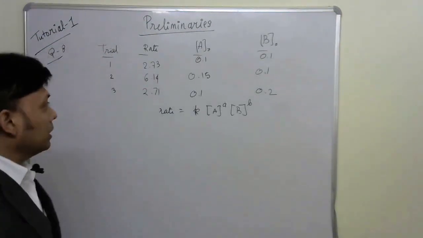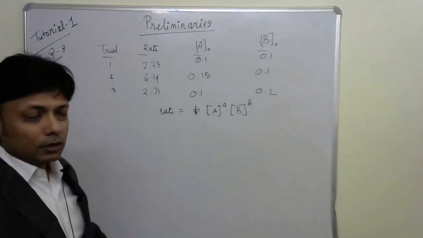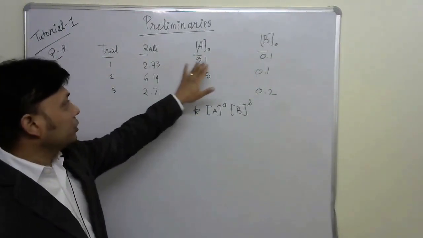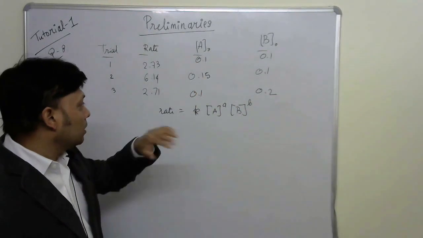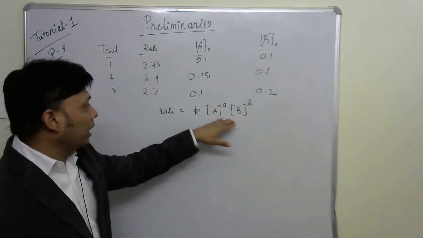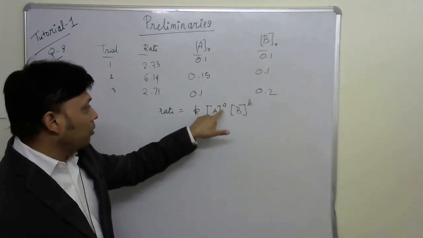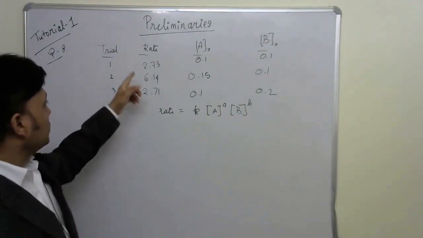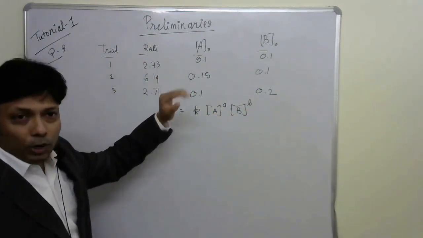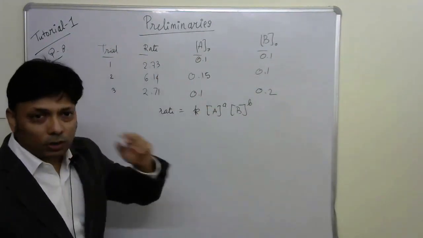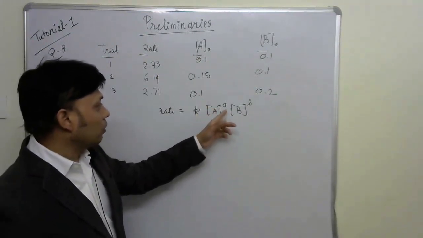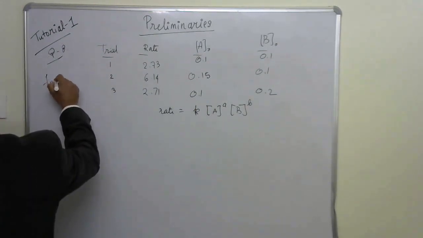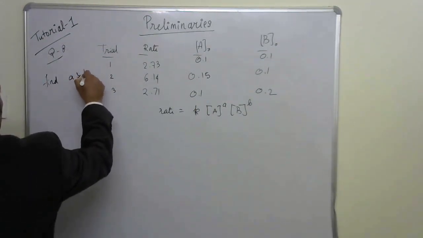So the next question deals with the method of initial rate. There are 3 reaction trials, and these are the initial rates of A naught and B naught, in the form of rate = K [A]^a [B]^b. I'm not writing the units here because I'm just interested in finding the values of a and b. So the question says find a and b.